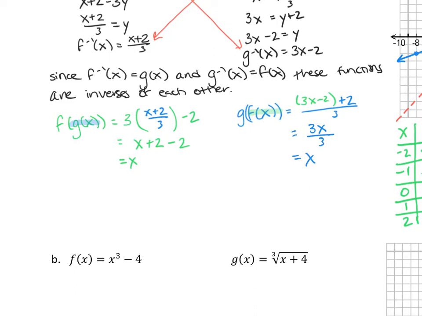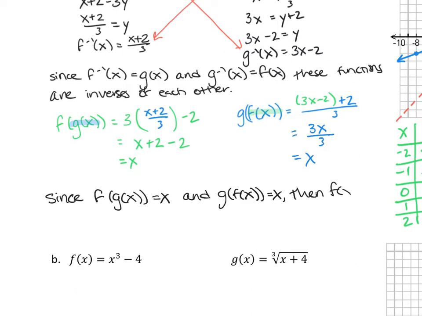Yes, you do have to show it in both directions, because that means that since f of g of x is equal to x, and g of f of x is equal to x, you can then say that f of x and g of x are inverses of each other.